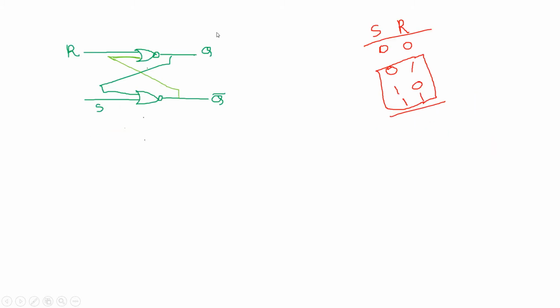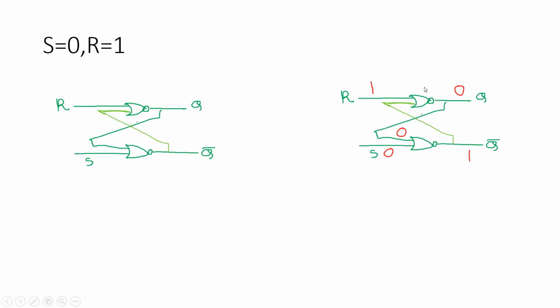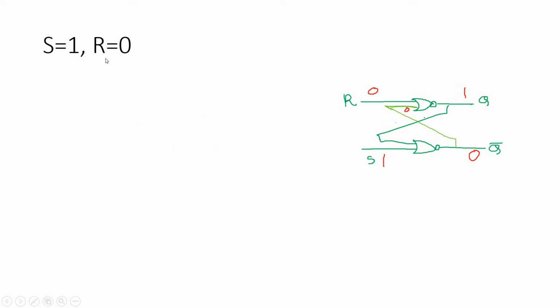Now let us consider the second case of the truth table, S equal to 1, R equal to 0, and this analysis will also be very simple. If S equal to 1, R equal to 0, no need to think about the upper NOR gate, because here one input is 0, but we know for the lower NOR gate at least one input is 1, so without much calculation or thinking, we can say that Q bar, that is the inverted output, will be 0, because for a NOR gate if at least one input is 1, the output will be 0.